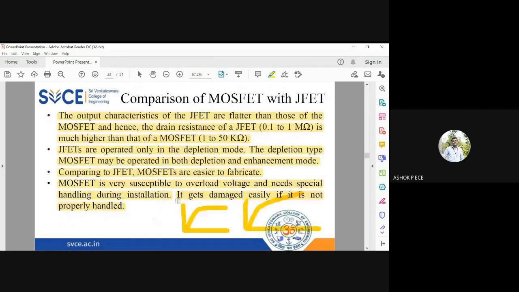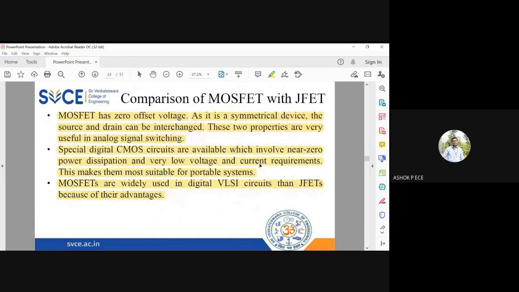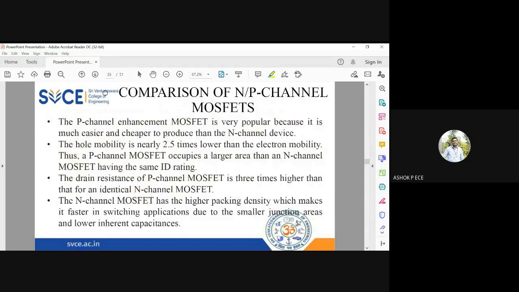So this is the comparison between MOSFET and JFET. Now we are comparing between P channel and N channel. Between MOSFETs, we are going to compare the performance characteristics of N channel and P channel MOSFET. P channel MOSFET is very popular because it is much easier and cheaper to produce than N channel device. So when you compare the fabrication and production, P channel is very easy to fabricate.